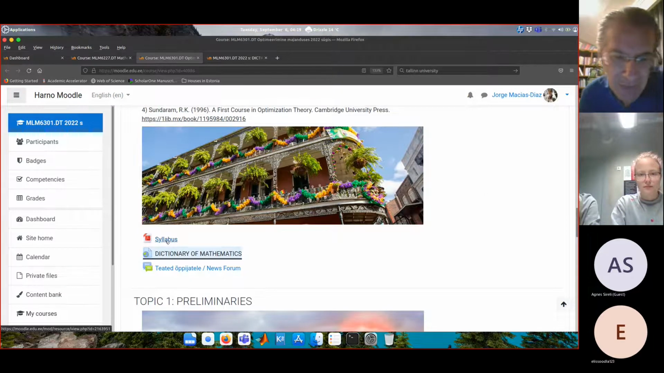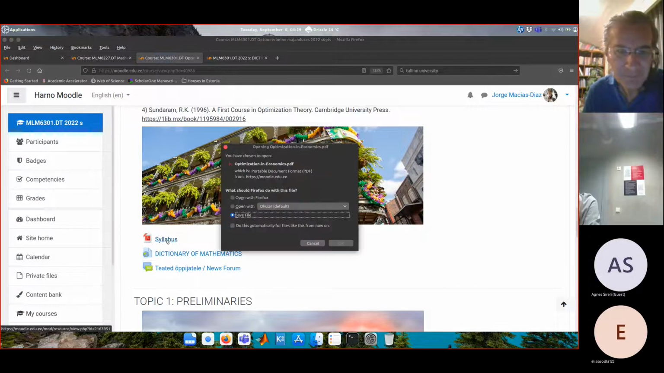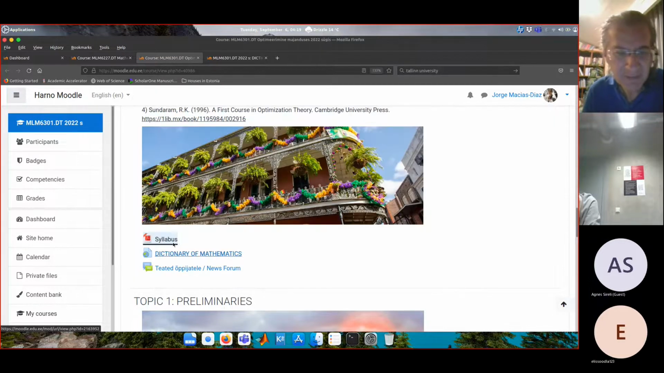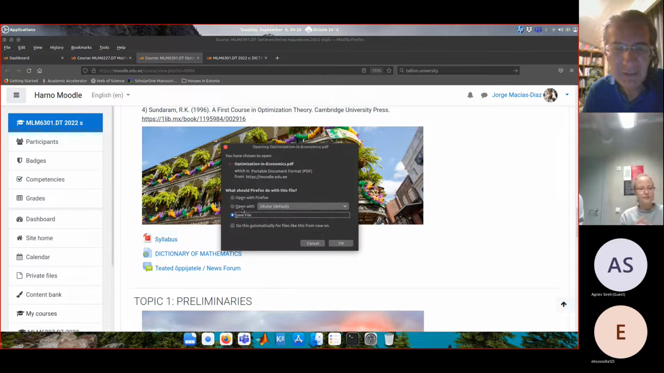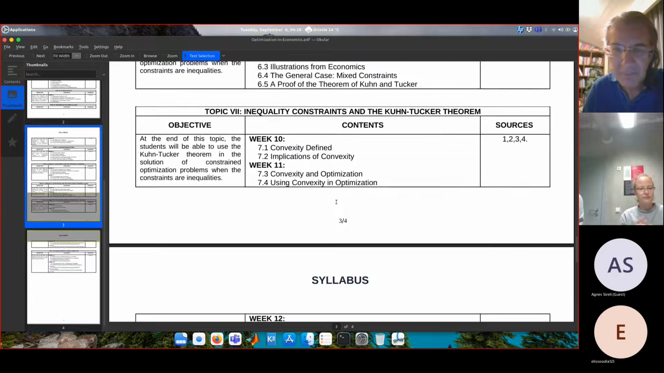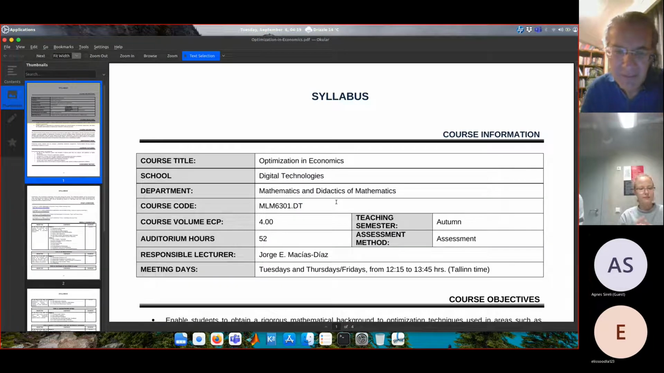So the first thing I'm going to do today is read the syllabus with you. I'm going to open it. Okay, I'm downloading it. Let me see, how do I open it? Okay, open. So this is the syllabus. The course title is Optimization in Economics. We are in the School of Digital Technologies, and the department is Mathematics and Didactics of Mathematics.